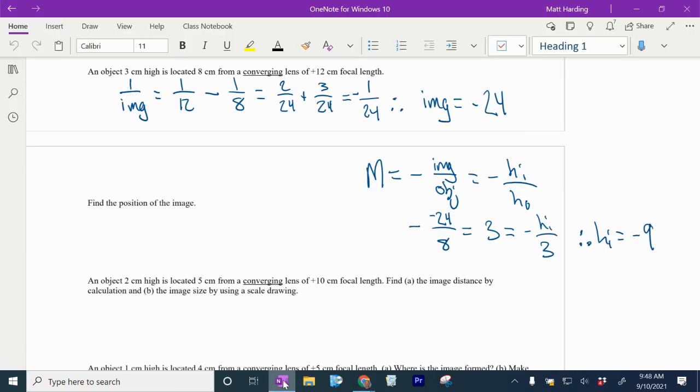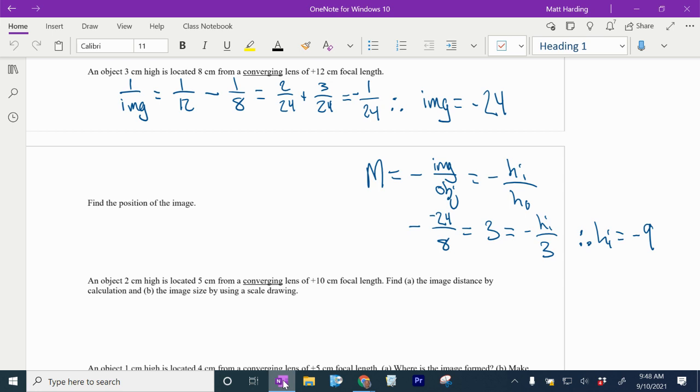All right, so for this problem, the object's 3 centimeters tall. It's 8 centimeters from a converging lens of plus 12 centimeter focal length. So now we're dealing with the situation where the object is very close to the lens. In fact, the object distance is less than the focal length.